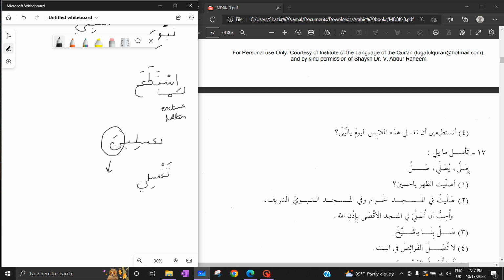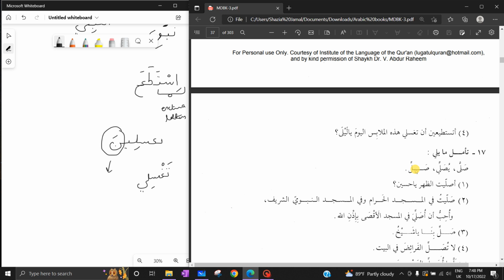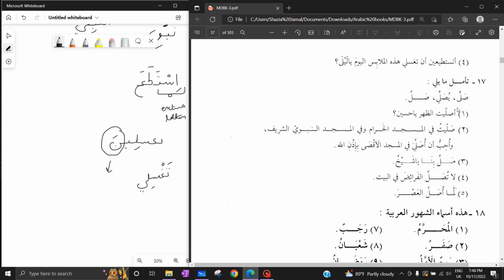صلى, يصلي, صلي. What is this? This is the verb. صلى means to pray. Salla means to pray. Salla is the past tense. Yusalli is the present tense. And salli is the command. Okay. Now, there are a few examples using these verbs.